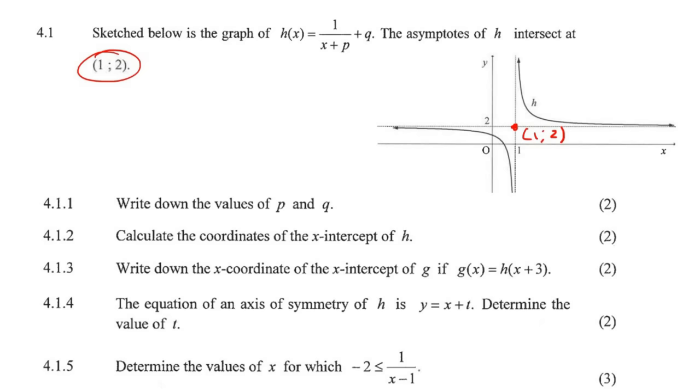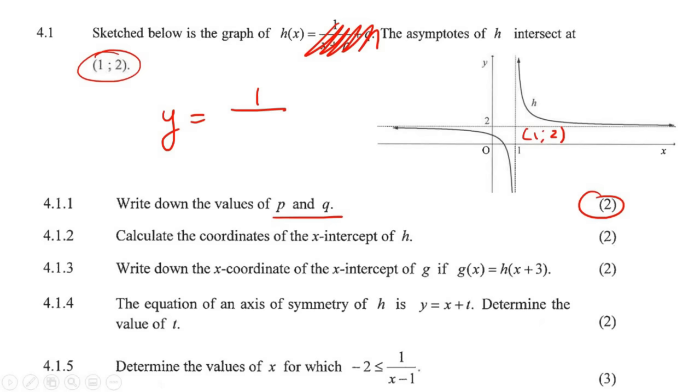The first question, for 2 marks, says write down the values of p and q. So you've got to be careful here. Sometimes they will do this: they'll say 1 over x minus p, plus q. So this doesn't mean left or right. They can choose to put a minus here or a plus, whatever they want, and you've got to make it all correct. So don't look at this right now. What we should identify is that this is a hyperbola.